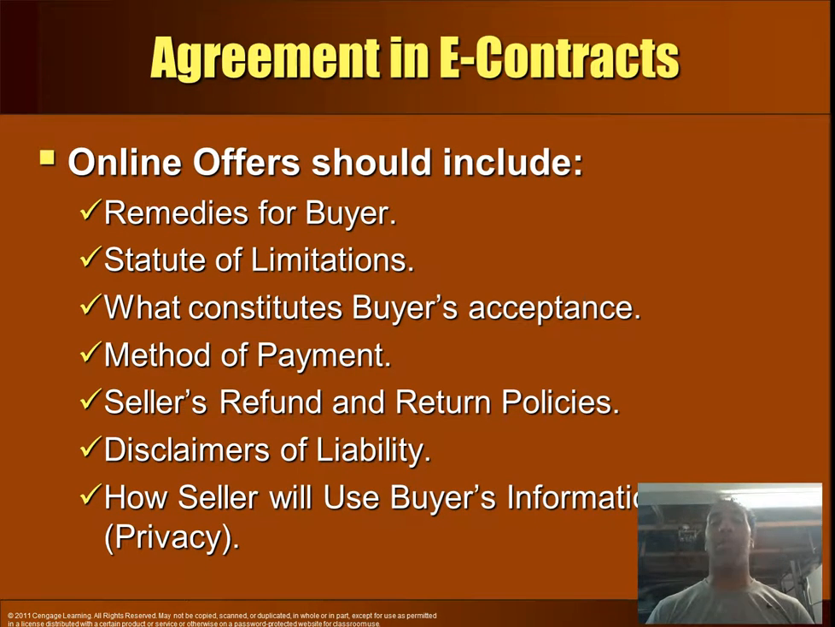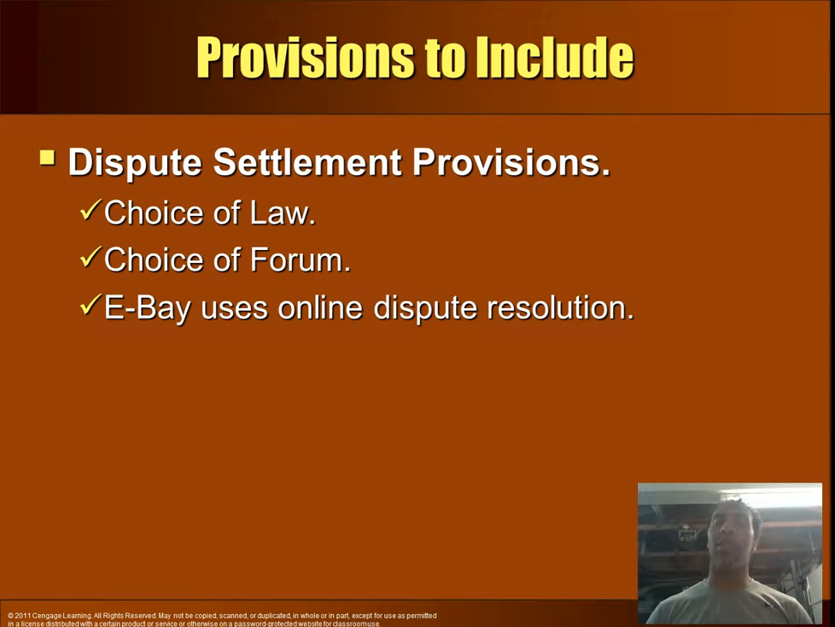So online offers should include the following. Remedies for buyers, statute of limitations, what constitutes buyer's acceptance, method of payment, seller's refund and return policy, disclaimers of liability, how seller will use buyer's information in terms of their privacy. So these all should be going on, and they should be included in the online offer. So provisions to include dispute settlement provisions. You have your choice of law, choice of form.